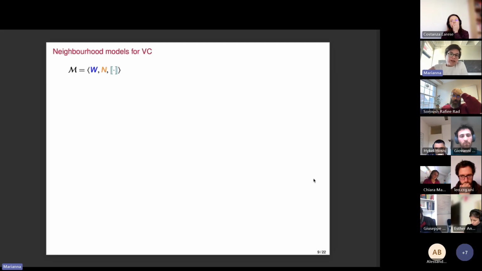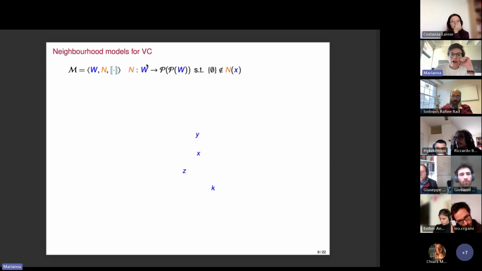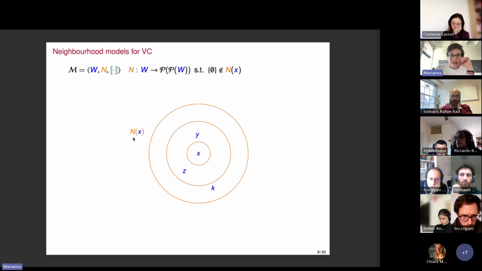So what is a neighborhood model, specifically a neighborhood model for VC? It's composed of 3 elements. You have a non-empty set of elements, our worlds. And then you have N, the neighborhood function, which associates to every world a set of sets of worlds. The elements of this set, the sets of worlds, are what we call the spheres or the neighborhoods. And the whole thing, this N of x, is a system of neighborhoods, or in this case, a system of spheres.